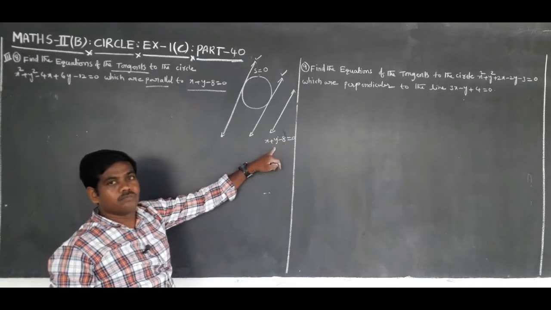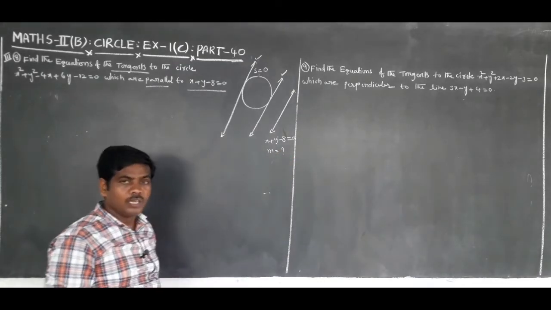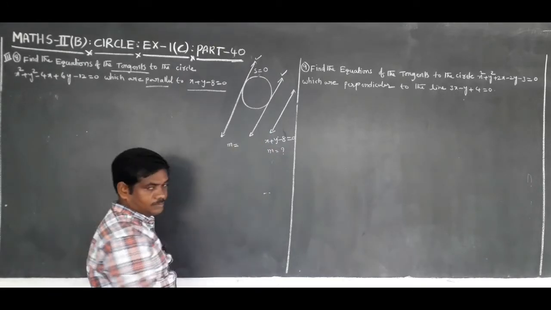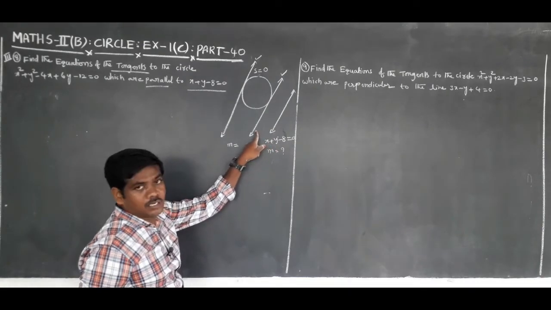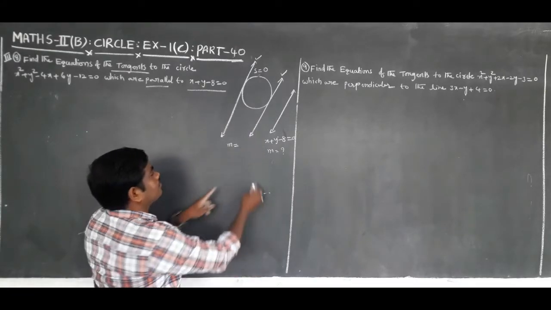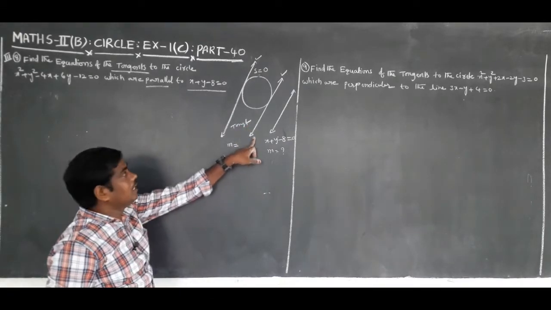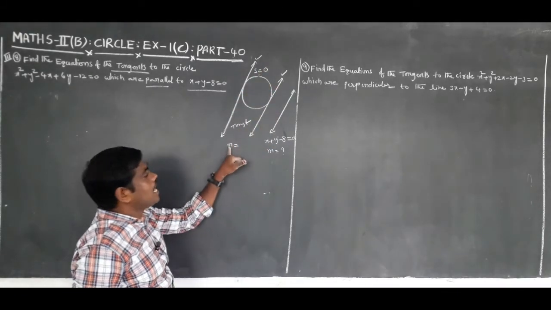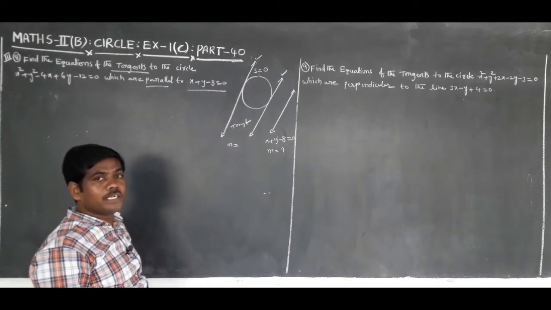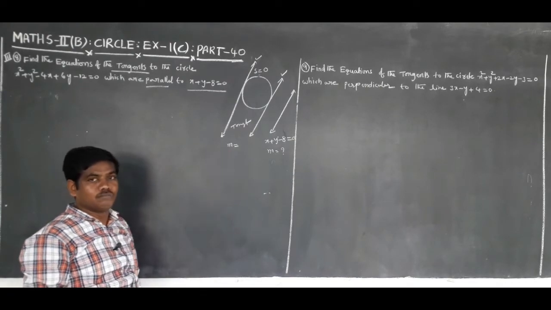Here, using the formula, m is the slope of the line. If two lines are parallel, then their slopes are equal. Here, by using the formula, the equation of the tangent to the circle S is equal to 0 having slope m is y plus f is equal to m into x plus g, plus or minus r into under root of 1 plus m square.